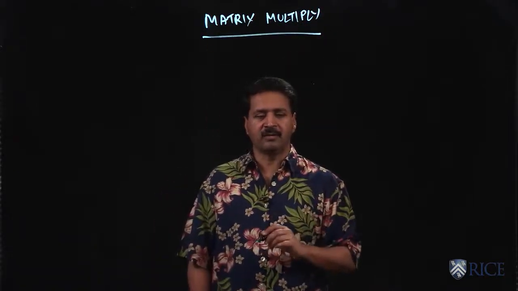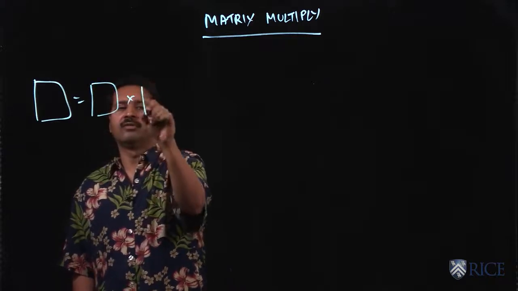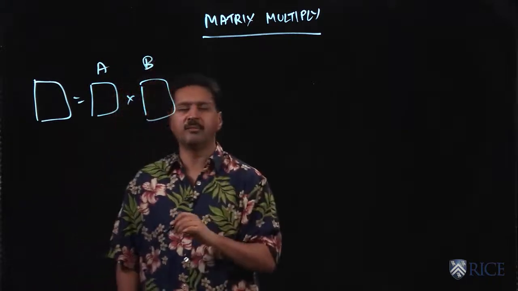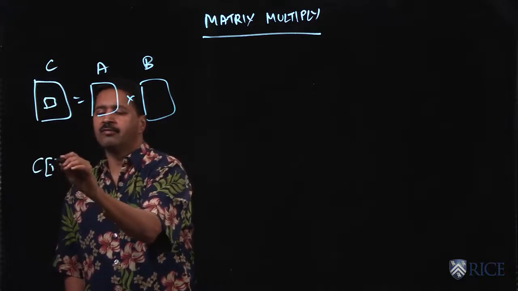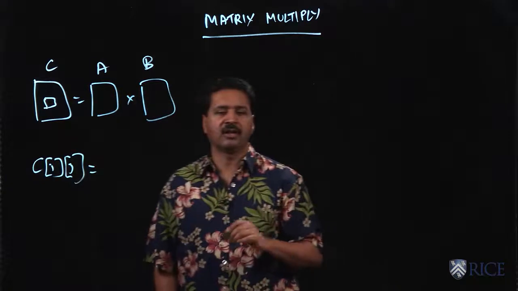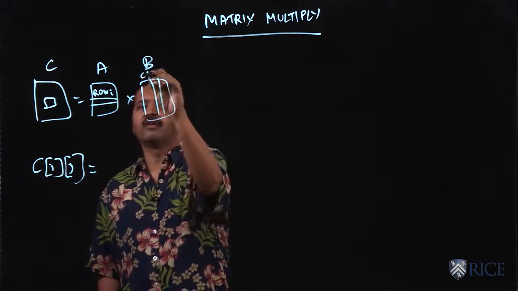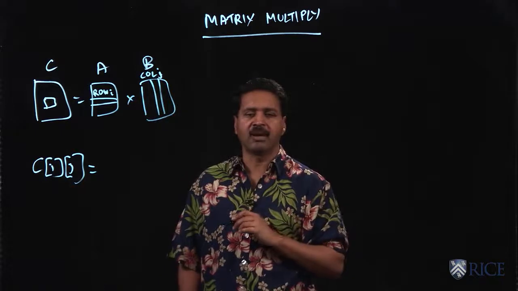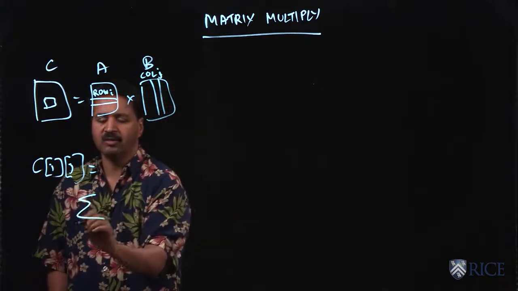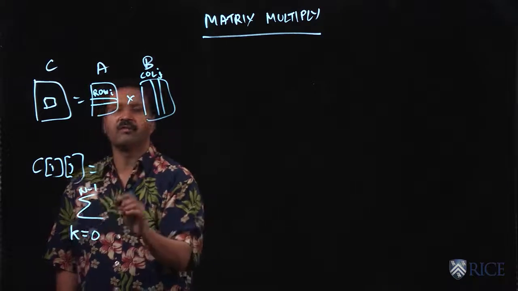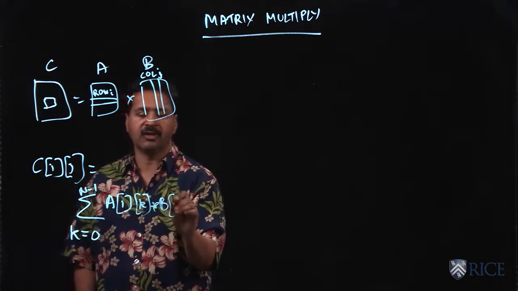So, the idea behind multiplication of two dense matrices is that let's say you have two matrices A and B that you want to multiply into a result C. An element C[i][j] of the result matrix is the inner product of row i of matrix A and column j of matrix B. And that can be expressed mathematically as a summation, k going from 0 to n minus 1, of a[i][k] times b[k][j].